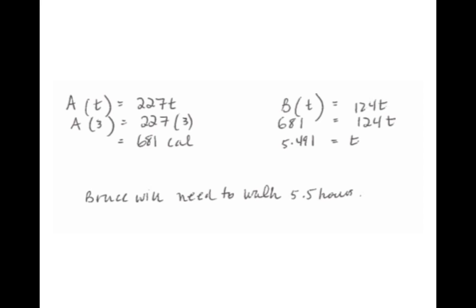Now let's set out to solve it. First of all, we want to take the function that figures out how many calories Amelia burns, and figure out what it will be when she has used up the time of 3 hours. So we want A of 3. Plug in the 3, we get 681. Now with Bruce, we want to know what t is. So t is the one we're looking for. We plug in the calories he burns, which would be 681, and then you get your number, 5.491 or 5.5. So Bruce will need to walk 5.5 hours, but remember the question said how much longer. So it would be 2.5 hours longer than Amelia.